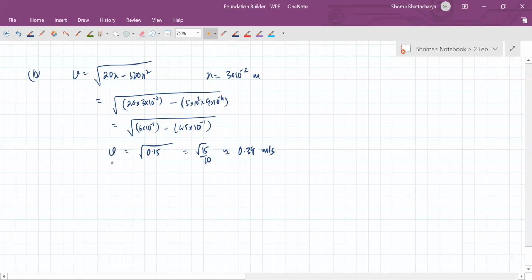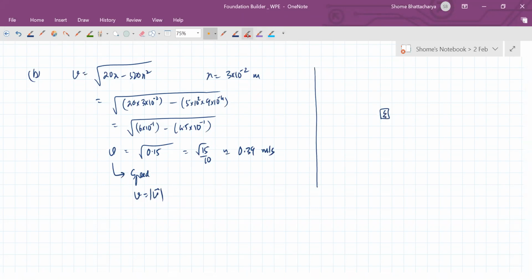Okay. So this is speed. So we don't write it as plus minus. It's just the magnitude of velocity. So it's not a plus minus quantity. Whereas the acceleration, that has a specific direction. Okay. So for the acceleration, what is happening?